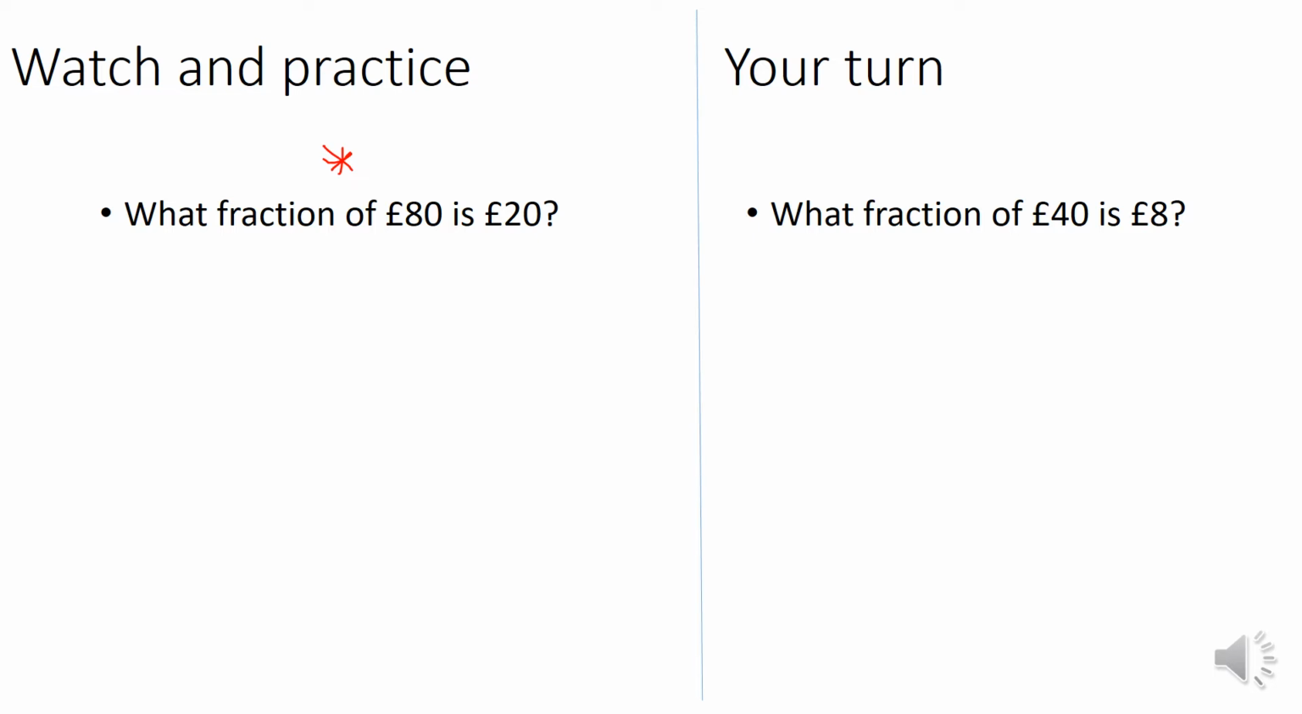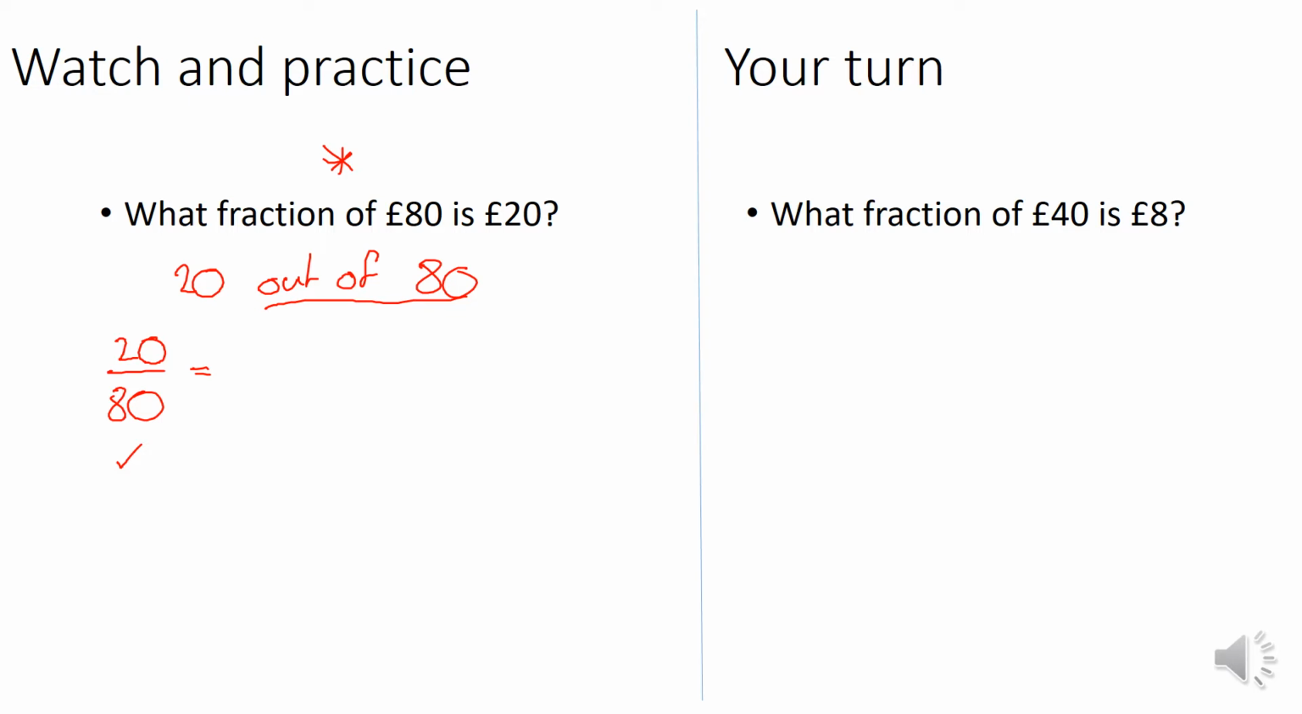So we're going to write 20 out of 80. So we can see that it's out of 80. What that means is our denominator of the fraction is going to be 80, so the bottom of the fraction will be 80. And we're looking for 20 out of 80, so our top of the fraction is going to be 20. This is correct, but we wouldn't get the full marks for it yet because we've not simplified.